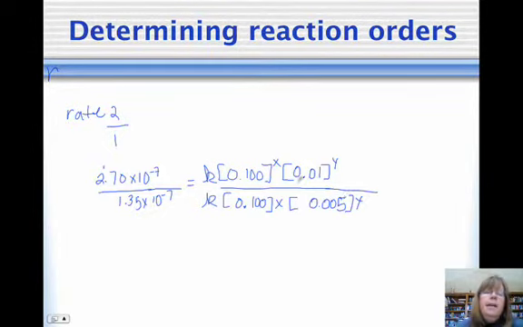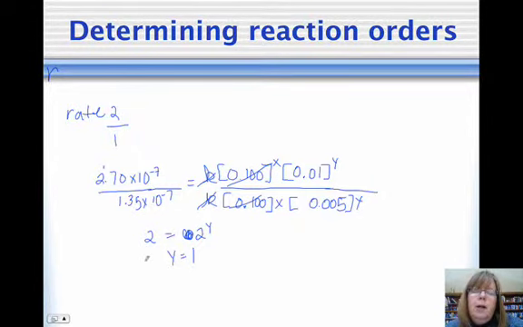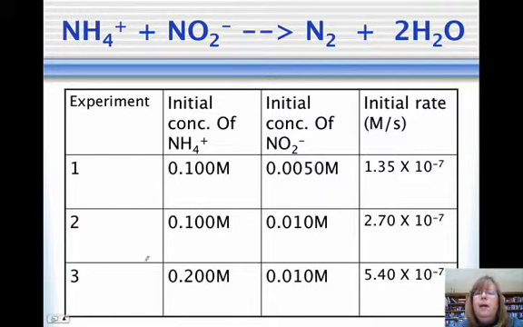to the y. Now this reduces down to 2. The k's are the same, so they're going to cancel. Oh my goodness, this all cancels. And 0.01 divided by 0.005 is 2 to the y. So therefore y must be 1. So the order with respect to nitrite is first order. So we figured out one of the orders already. So this is first order.